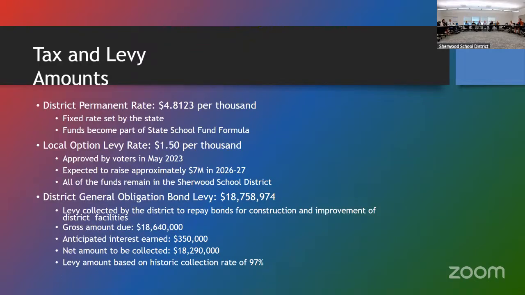The permanent rate is set by the state. We can't do anything about that. The local option levy, the voters approved at $1.50 per thousand, and so that we will levy. And then the general obligation bond levy, that is not done in a rate, but in a fixed amount, and that is done to pay off our bonds. And so I gave a little bit of information about the calculation, how it was done there.